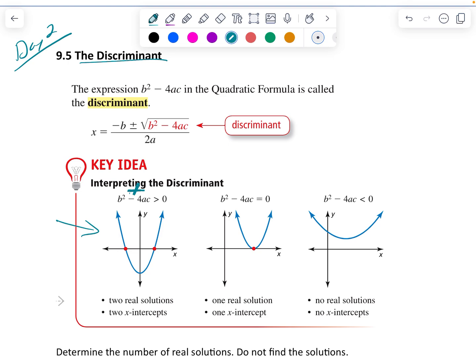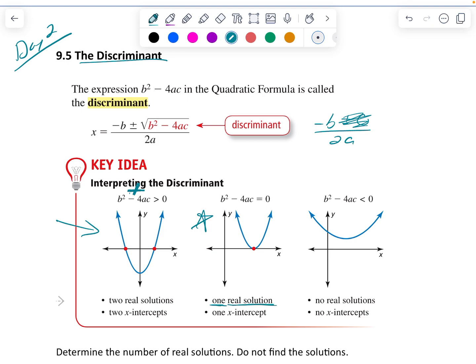Now, if the discriminant, the b squared minus 4ac, the part that's in the square root, is 0, then it's going to be negative b plus or minus 0 over 2a. Well, that plus or minus doesn't matter. And so in that case, if it equals 0, then we get one real solution.